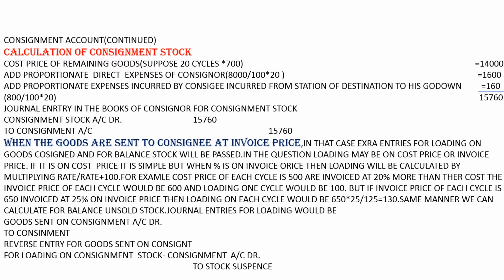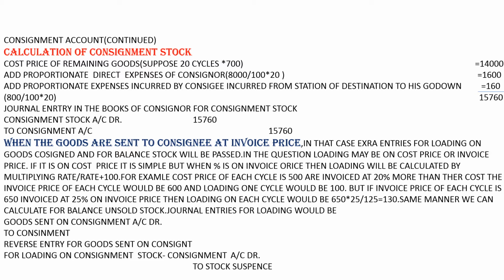To this we will add proportionate direct expenses of the consignor. That is 8,000 into 20 upon 100. On 100 cycles it is 8,000, so 8,000 upon 100 into 20 comes to 1,600.